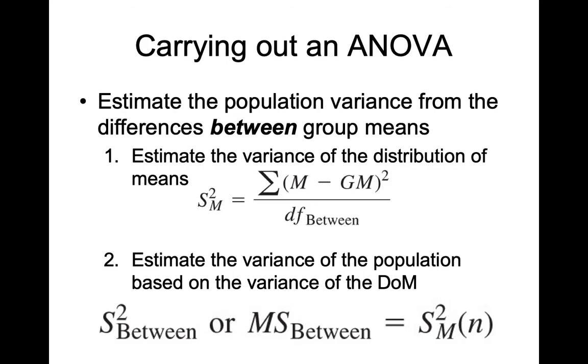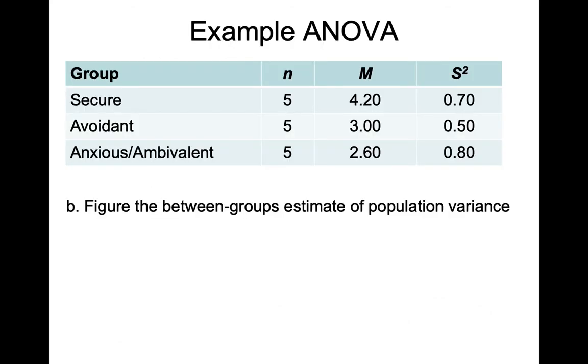So the subtle logic here is that we're just working backwards. If we're trying to get an estimate of the population variance, but we have the variance of the distribution of means, we can just rearrange the formula, and instead of dividing by n, multiply by n, and that way we get the population variance. All right.